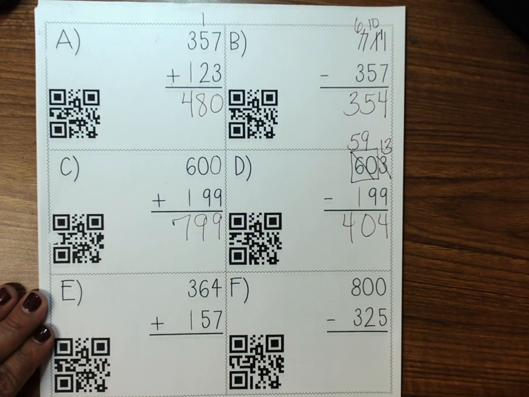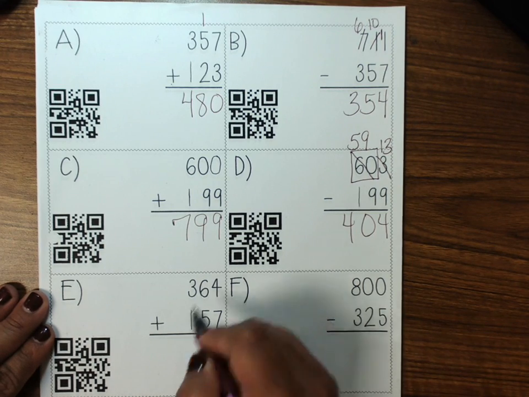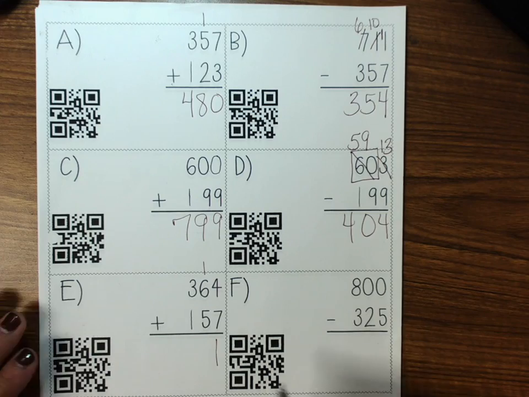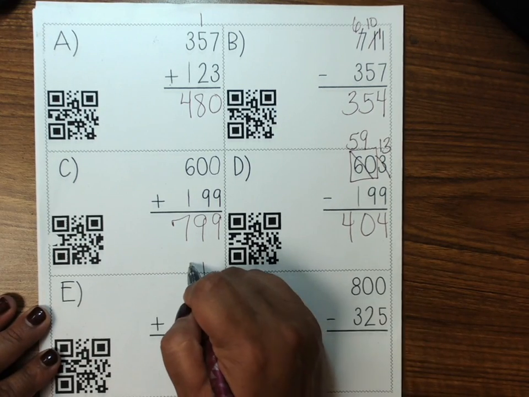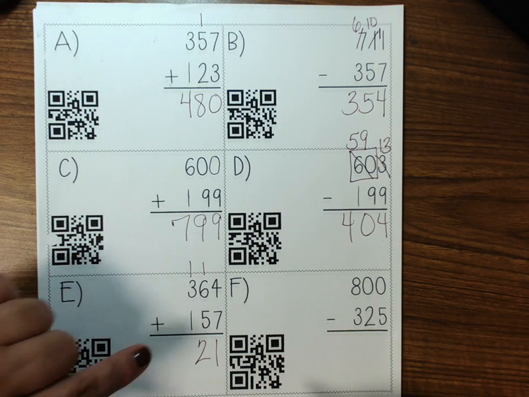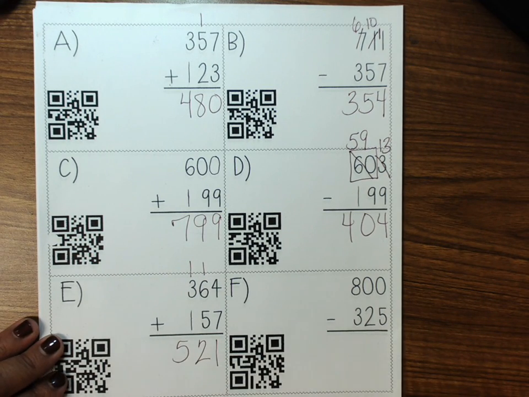4 plus 7 is 11. I bring down the 1 in the ones place, regroup the 1 in the tens place. That gives me 7 tens plus 5. So that is 12, and I regroup the 1 again over here in the hundreds place. So that's now 4 and 1 is 521.